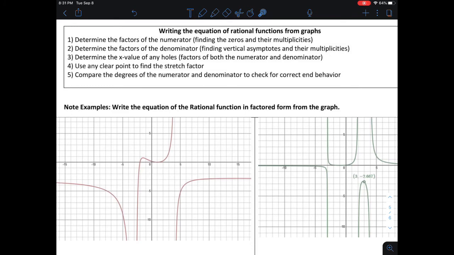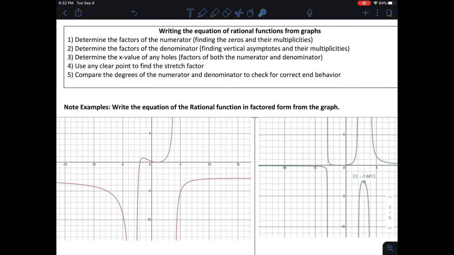In this video, we're going to look at writing the equation of rational functions from graphs. It's going in the opposite direction as if we're performing the analysis of an equation, but our concepts remain the same. There's a step-by-step guide to how to do this, to try to make this process a little easier.